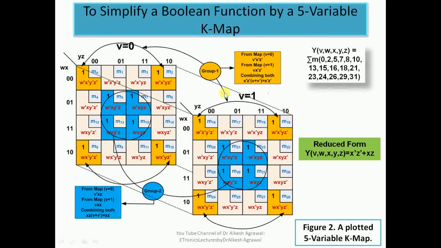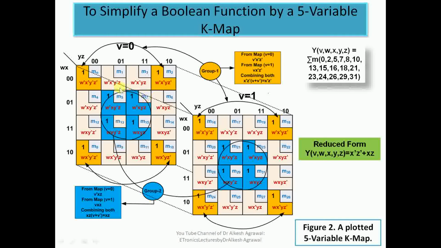But simultaneously we can also see that in the v equal to 1 map, all the cornered minterms are again plotted. So in this map also we have a group of 4 cornered minterms, and I have told you that m2 is overlapped with m18, m8 with m24 and m10 with m26. So these cornered minterms in this map will be mapped on the cornered minterms of the other map to form a group of 8 minterms. So we have this bigger group, group 1, of minterms m0, m2, m8, m10 combined with m16, m18, m24 and m26. So this is group 1.